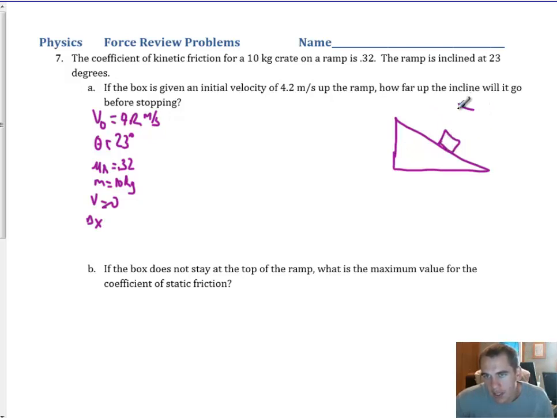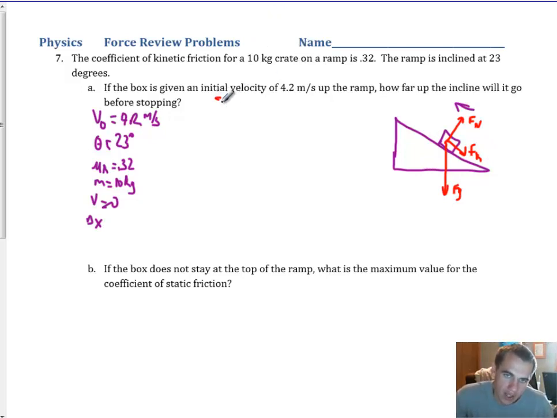Okay, so here's my incline, here's my box, and the box is moving up the ramp. So the velocity is this way. As always, label my forces. Gravity always pulls down, force due to gravity. The normal force is always perpendicular to the surface, so here's the normal force. And friction always opposes motion, so here's the kinetic frictional force.